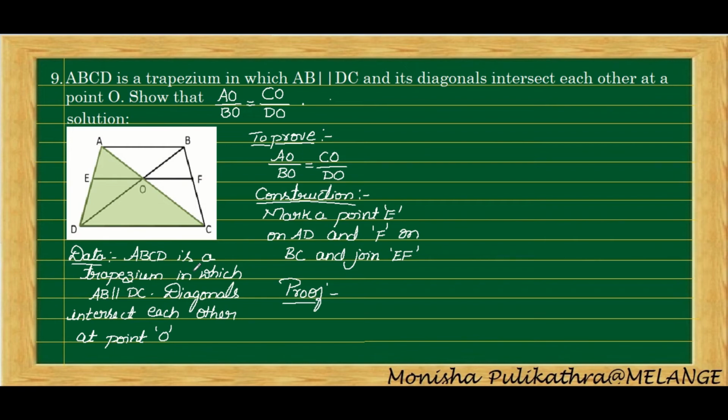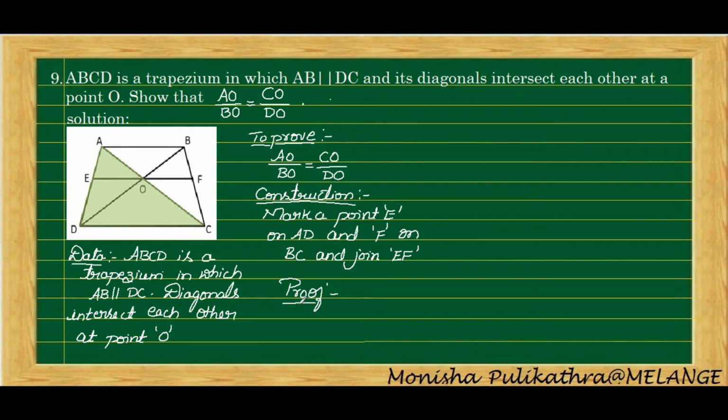I have written data, to prove and construction. We need to do the proof here. In the data section I have written ABCD is a trapezium in which AB is parallel to DC, diagonals intersect each other at point O. Already it has been given in the question. Next, to prove is AO by BO is equal to CO by DO. In order to prove this, we need to make a little construction here. The construction is: mark a point E on AD and F on BC, and join EF. So this is the construction.